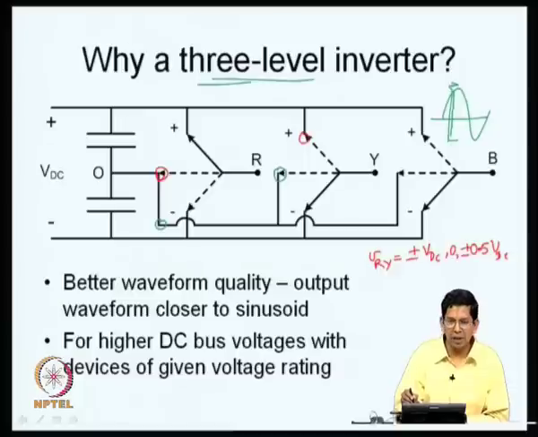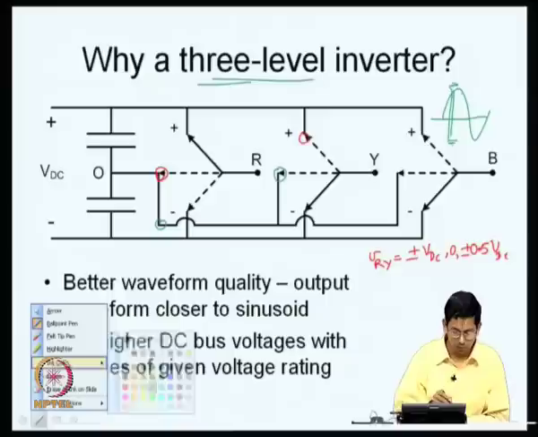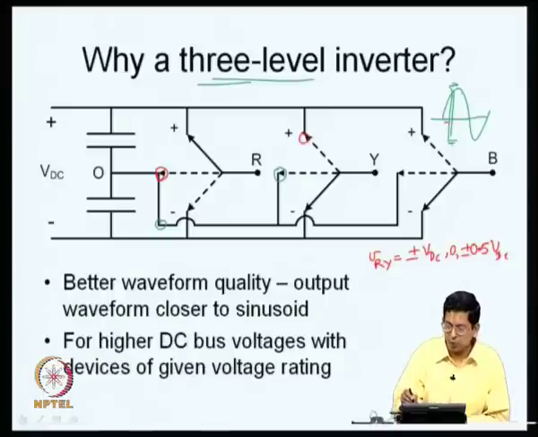And if I am applying minus VDC here, the error between what I desire, that is the sinusoidal waveform, and what I actually apply, which is minus VDC, is very high. The error is VDC plus Vm, where Vm is the peak voltage of this sinusoid that I want. Whereas, instead of applying that, if I apply only 0, as shown by the red ink, the instantaneous error is now much lower.